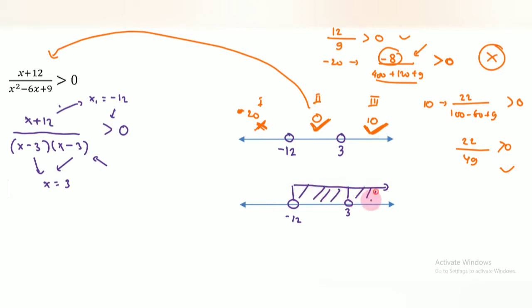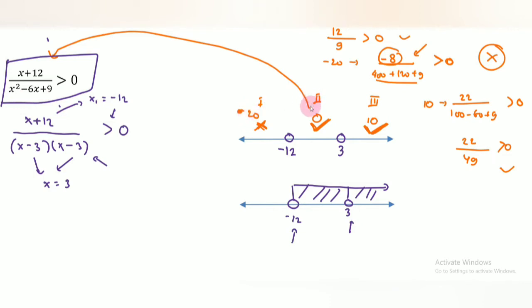So actually, the answer is all values of x that are greater than negative 12, but also it cannot be 3. So all values that are greater than negative 12, with 3 not included, are the solution set that will satisfy this inequality. So what is different from the previous one?